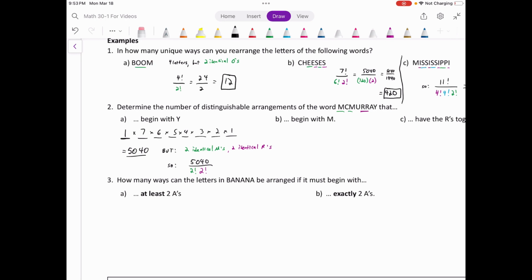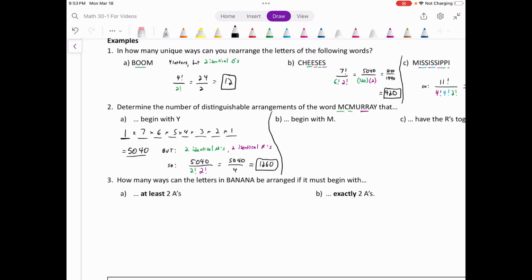Okay, and that's going to give us 5,040 over 4, because 2 factorial is 2, so 2 times 2 is 4, giving us 1,260 unique arrangements of the letters in the word McMurray that begin with Y.